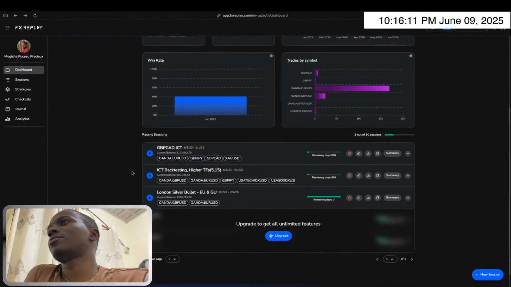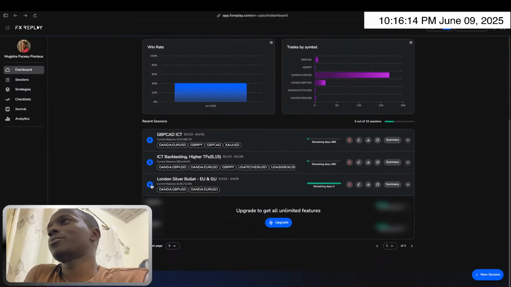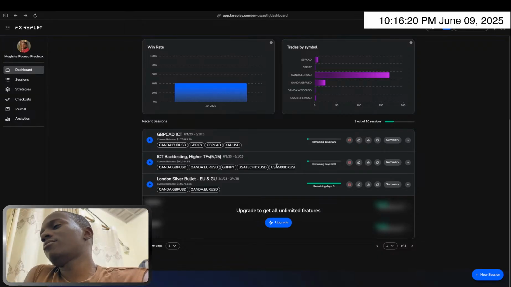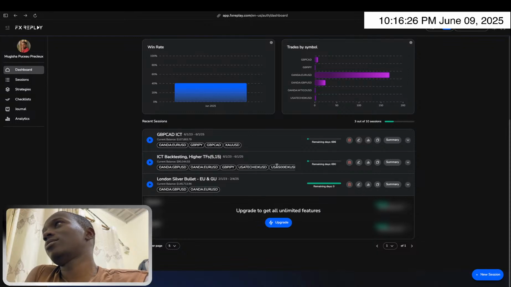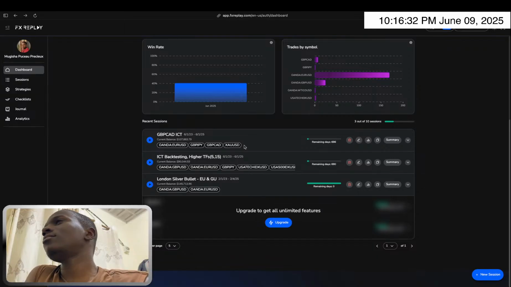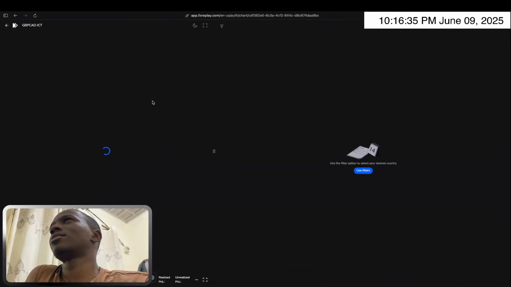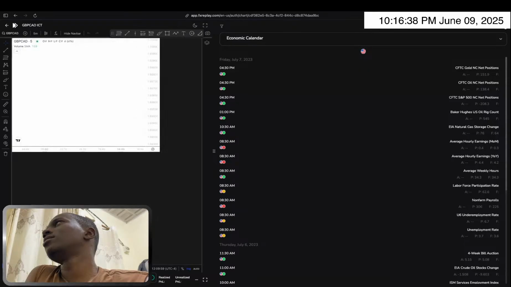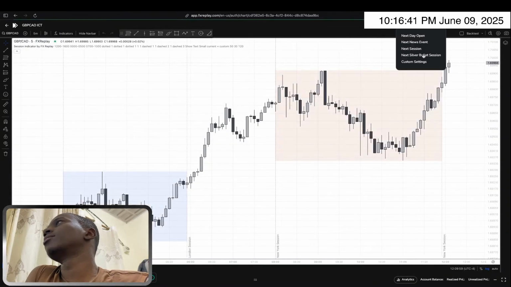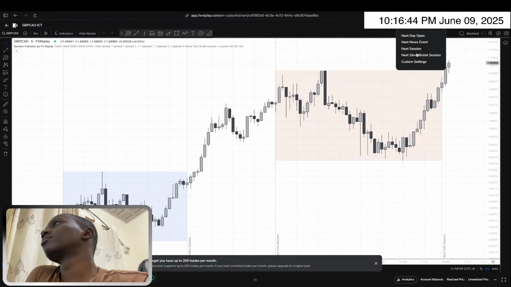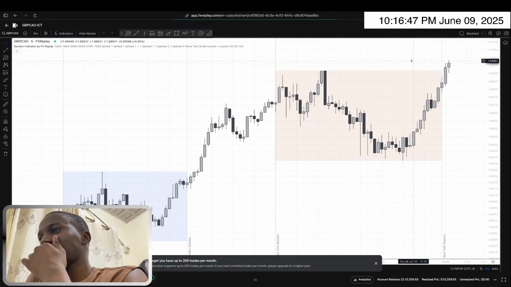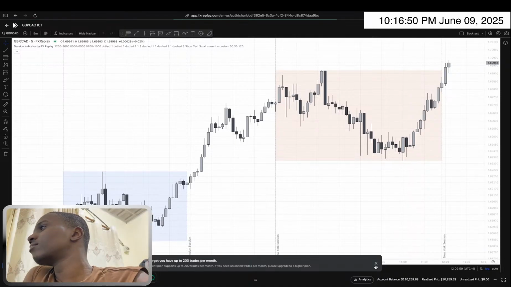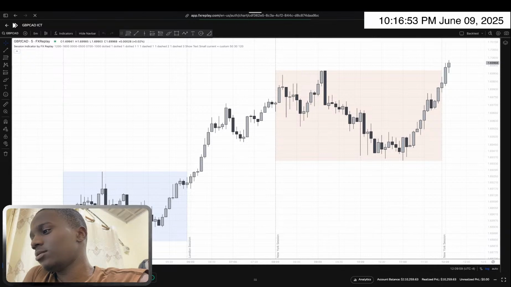I don't think I had any good trades today. I'm going to go to the silver bullet. Yeah, but the silver bullet I've backtested it multiple number of times. So now let me see, does the silver bullet apply here on GBP CAD? It's taking a bit to load.